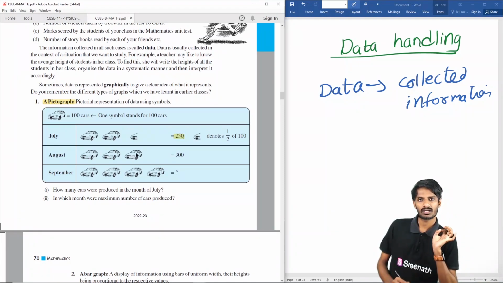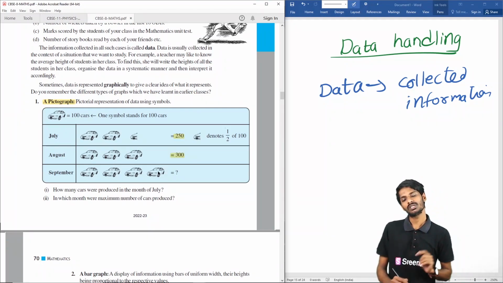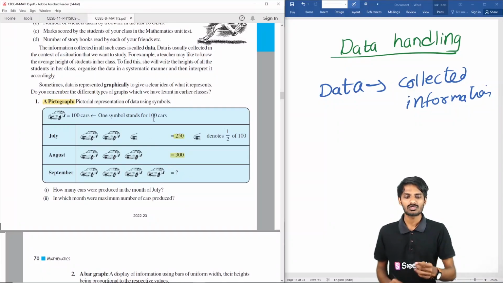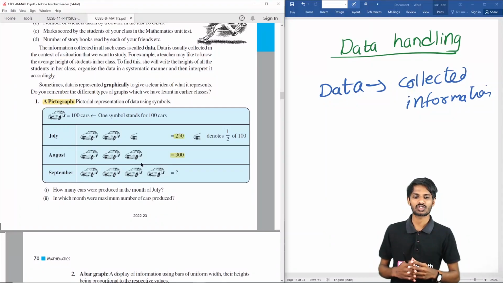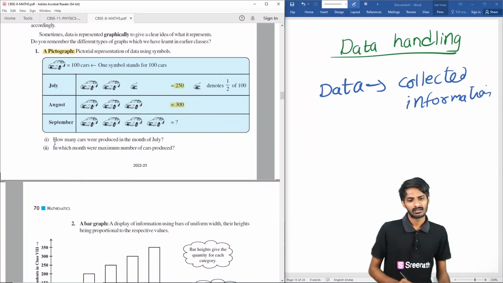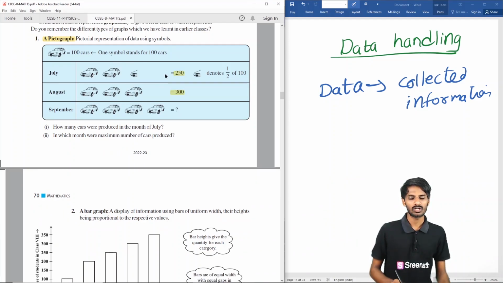Here there are three cars, and each car is 100, so how many? 300 cars. Now here we have four cars, and each car represents 100 cars, so finally 400 cars. This is a pictorial representation of data using these symbols, students. By seeing this we can tell the answers. How many cars were produced in the month of July? In July, 250 cars. In which month was the maximum number of cars produced? In September, the maximum number.